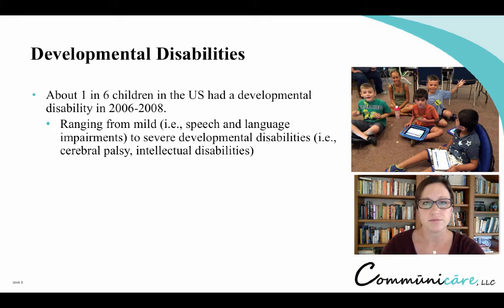And these developmental disabilities can really range in severity from mild, such as a speech and language impairment, to severe developmental disabilities, such as diagnoses like cerebral palsy or autism or intellectual disability, deafness, blindness, and more. What we're going to talk about today is how AAC can be an intervention technique for individuals with such different abilities and different diagnoses.